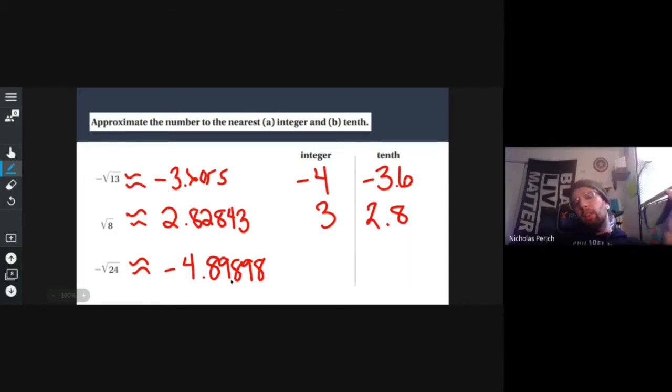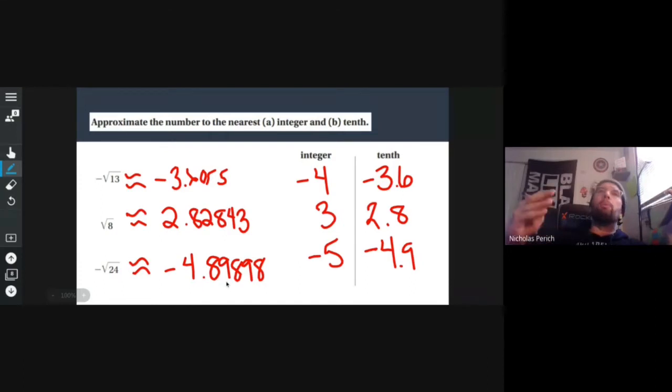Rounding that to the nearest integer, negative 4.8, 5 or above, give it a shove. Negative 5, baby. 4 or below, let it go. Here, I'm going to look at that 8. And that 8 has a 9 next to it. So the nearest tenth is going to be negative 4.9, because that 9 bumps the 8 up to 9.